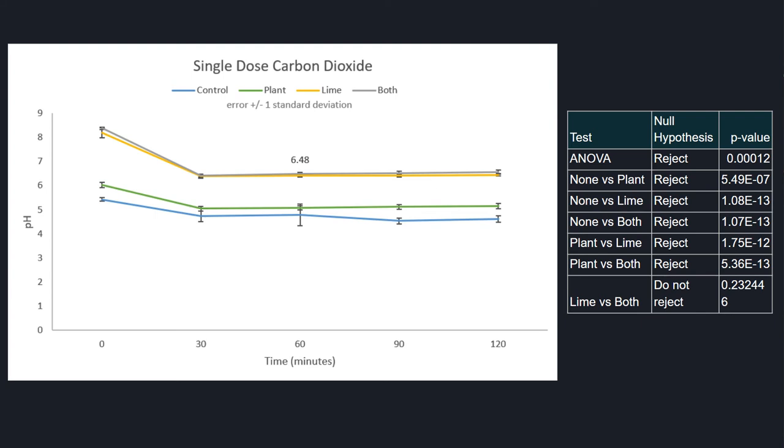On the post hoc Tukey analysis, all the group comparisons were statistically significant except for the comparisons between the lime jars and the jars with both plants and lime, although the jars with both were consistently higher than with just lime throughout. There was also a marginal rise in the pH after the initial drop. In the control group, the pH trended upwards, but there was not a statistically significant difference between the 30-minute time point and the 120-minute time point. However, the pH increase in the plant group, lime group, and plant and lime group were statistically significant.